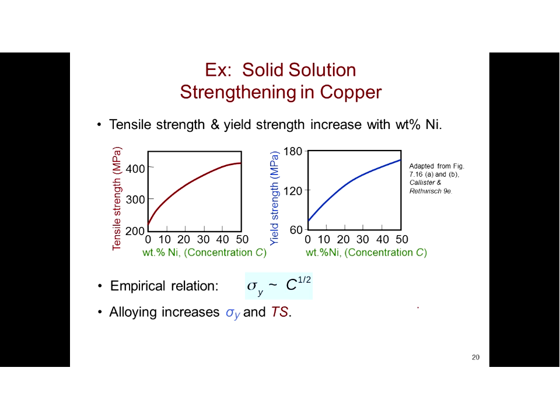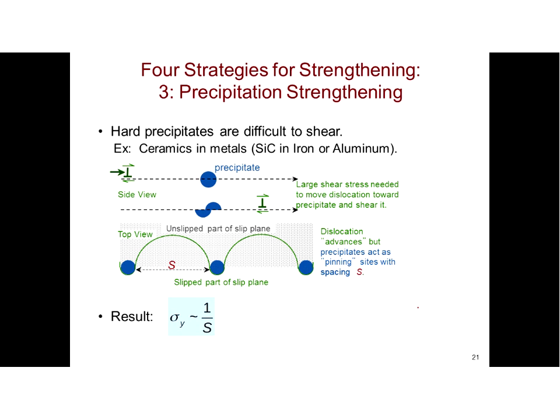Here's an example in strengthening copper by adding nickel into it. The tensile strength and the yield strength in megapascals of copper are shown here in both these figures as you increase the concentration of nickel from 0 up to 50%. This is showing you how the yield strength and tensile strength change. So we're seeing a direct effect of strengthening through solid solution.